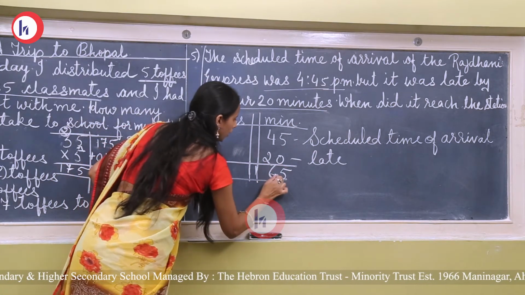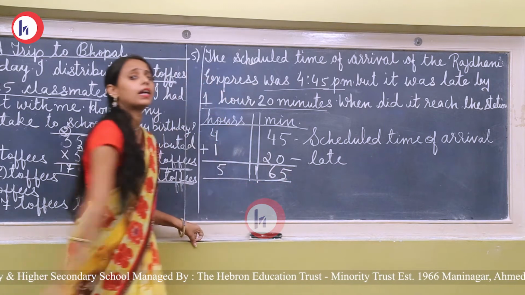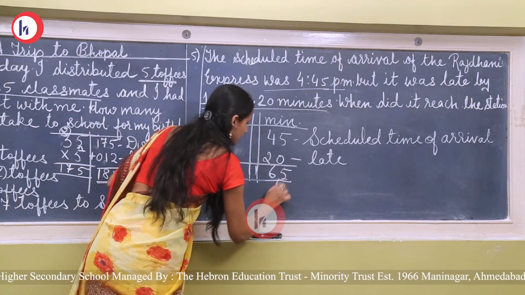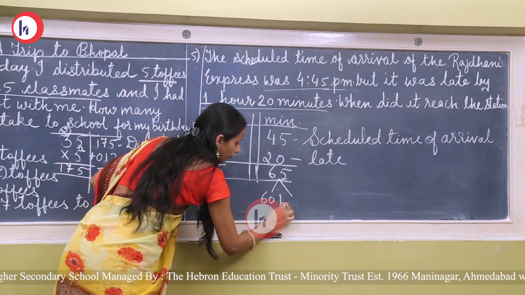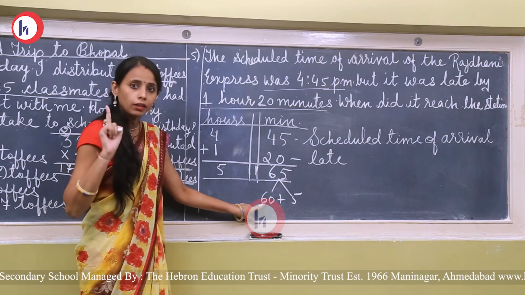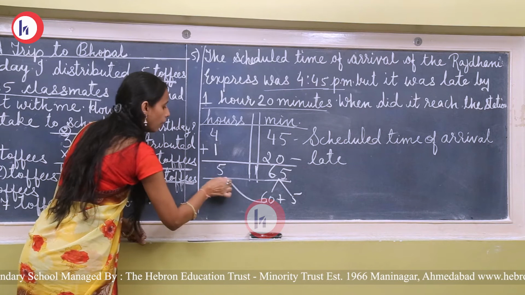565. Here, one thing you should keep in your mind: 65 minutes are there. It is more than 60 minutes. So, when it is more than 60 minutes, it will be separated. 60 minutes will be converted into 1 hour. Okay, so when 60 minutes are there, it will be converted into 1 hour.